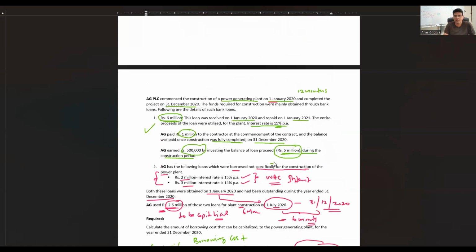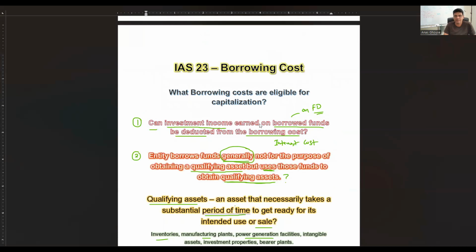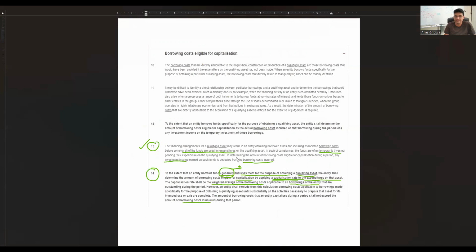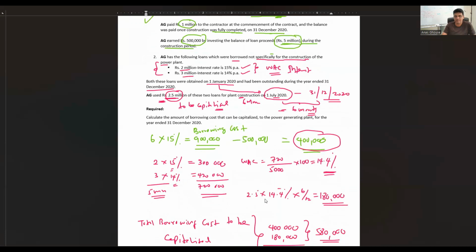I have discussed two major points. One is, can investment income earned on borrowed funds be deducted from the borrowing cost? Yes, you can deduct it. The other is, when an entity borrows funds generally, not for the purpose of obtaining a qualifying asset, but uses those funds to obtain qualifying assets, you need to apply a capitalization rate, which is nothing but the weighted average of the borrowing cost. This is how we calculated it in this particular question.